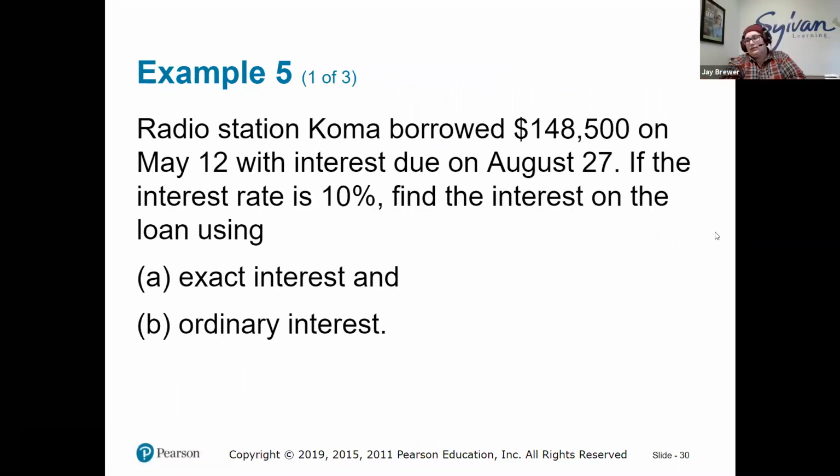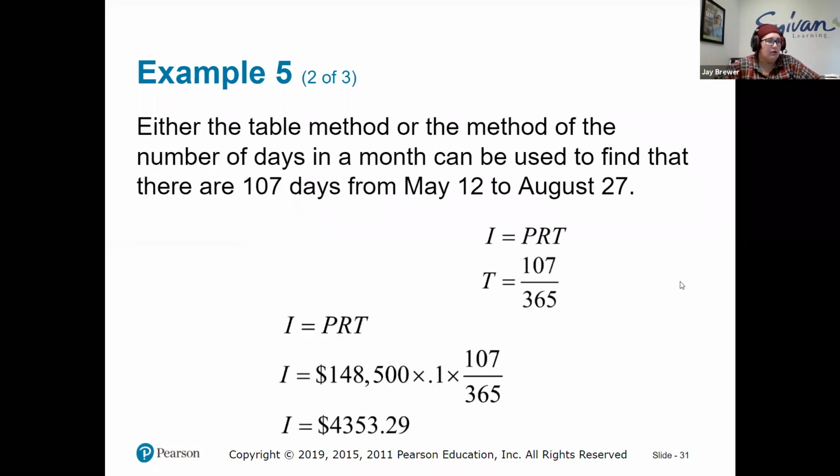Okay, let's check out this example. Radio station Coma borrowed 148,500 on May 12th with interest due on August 27th. If the interest rate is 10%, find the interest of the loan using exact interest and ordinary interest. We still have a whole nother section to get through, so we're kind of going to do this fast style.